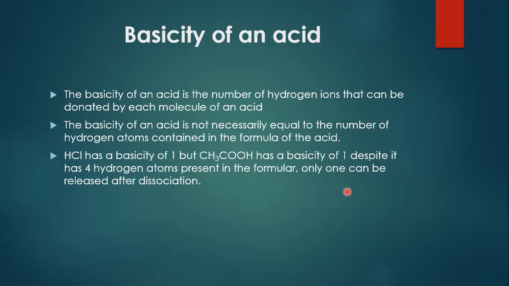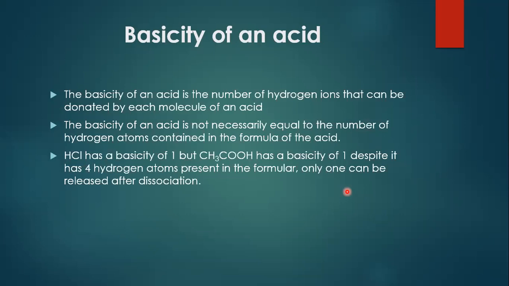replaceable hydrogen ion here. But look at ethanoic acid, that is CH3COOH. When you count, you notice that it has 4 hydrogen atoms inside the compound. But the basicity of this one is not 4, it's just 1. Why? Because only 1 of these is released.